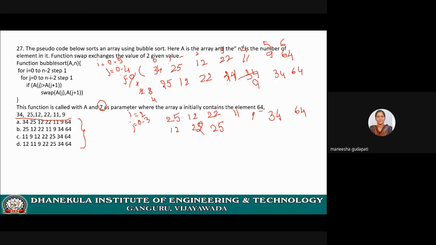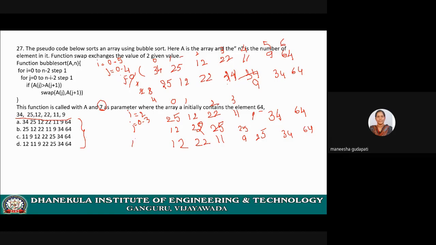j becomes 3. 0, 1, 2, 3. So j becomes 3 now. j becomes 2. 25, 11. Again 25 will be replaced with 11. Again 25 compared with 9. So 9, 25, 34, 64. After the end of this pass, what will be the output? 12, 22, 11, 9, 25, 34, 64.